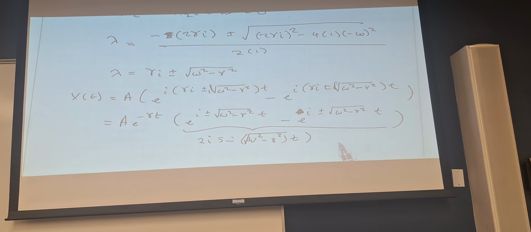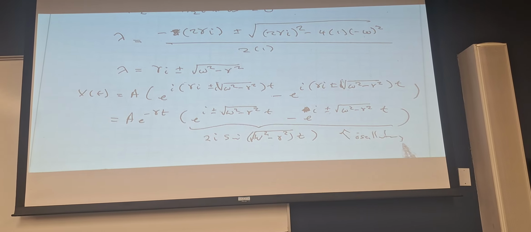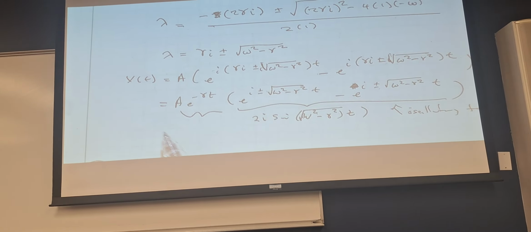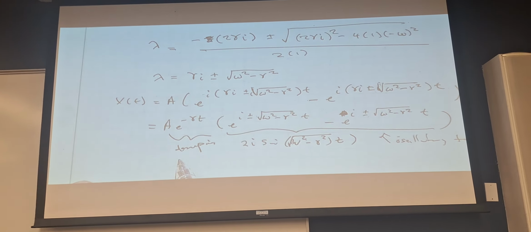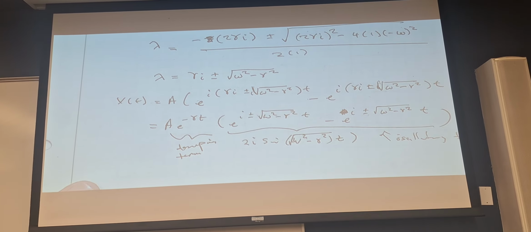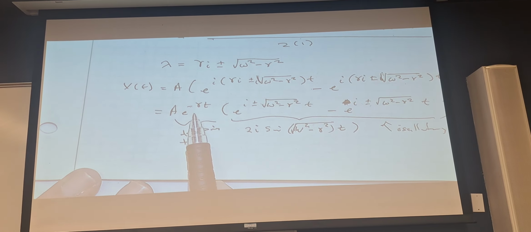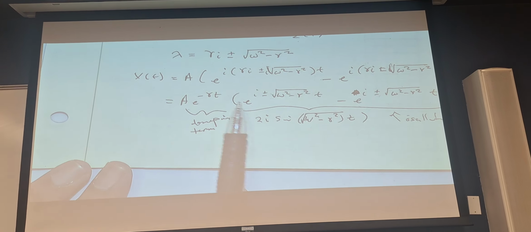So this is your oscillating current. Remember, it gets harder from here. This is called your damping. So this thing oscillates as this thing dampens, right?